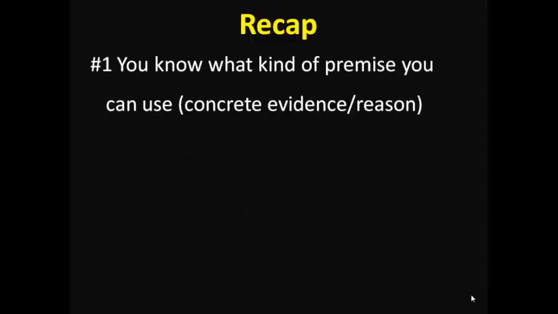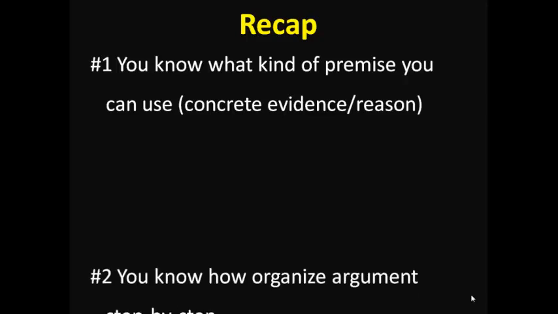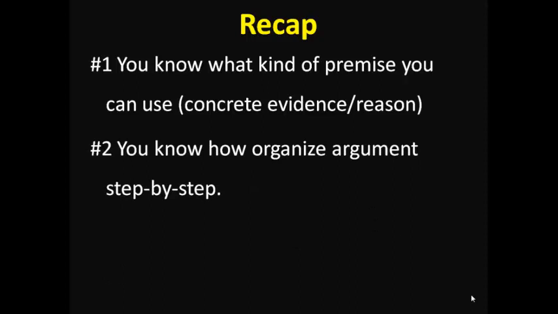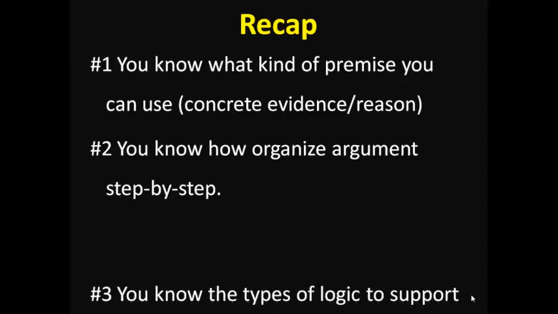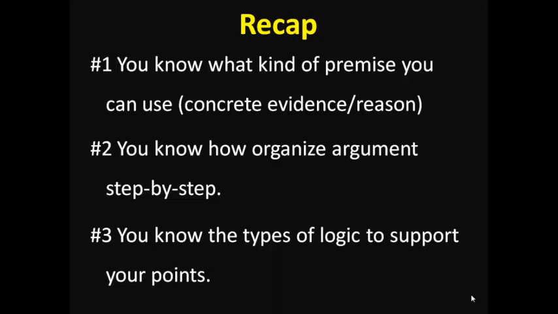Now let's take a recap here. Now you know what kind of premise you can use depending on the types of conclusion. There are 2 types of conclusion, factual and opinion. The second one is now you know how to organize an argument, the 3 steps of it. And the third one is now you know the types of logic to support your points. There are 5 of them, the ones that I've covered just now.